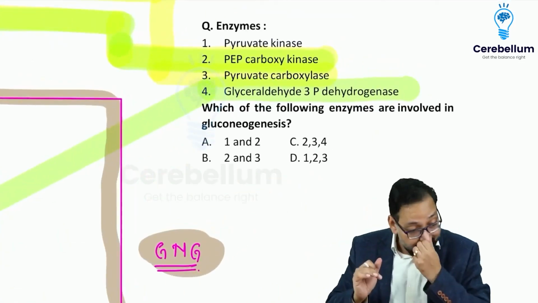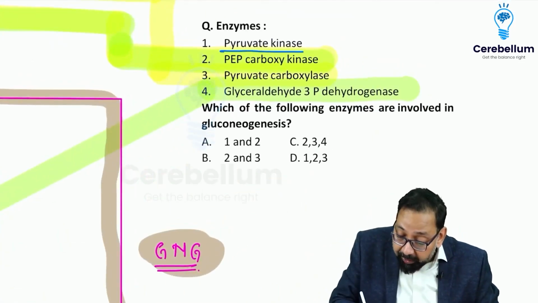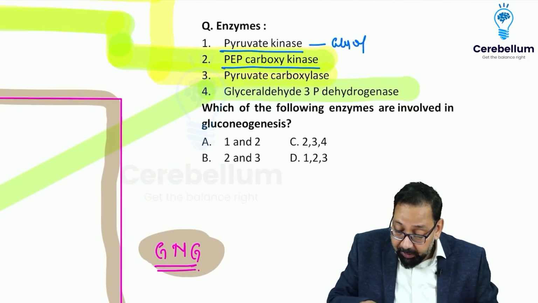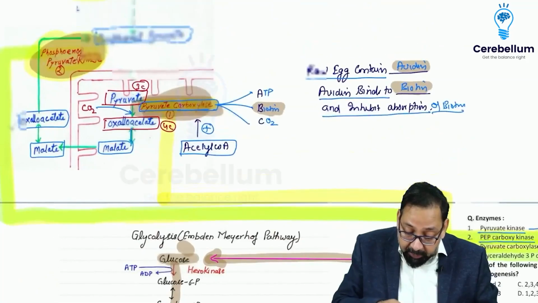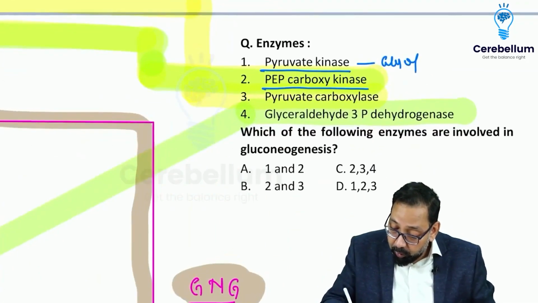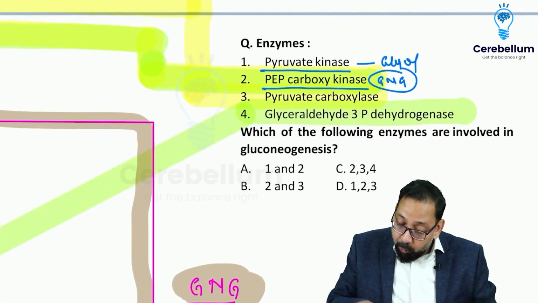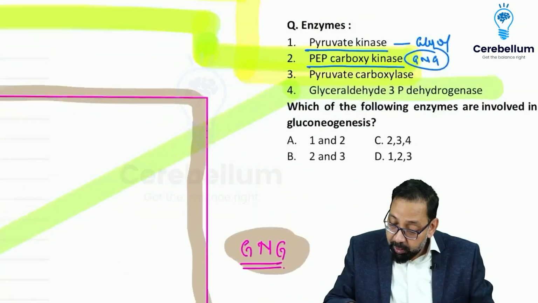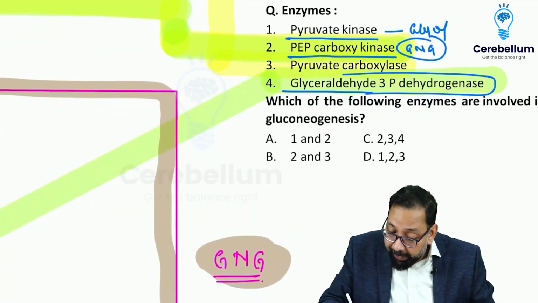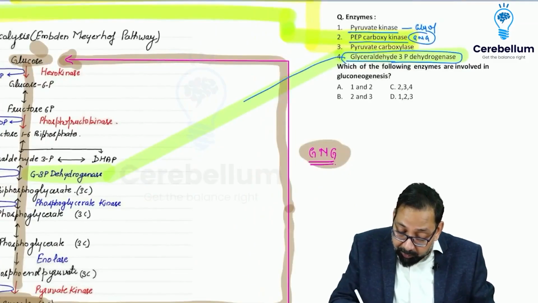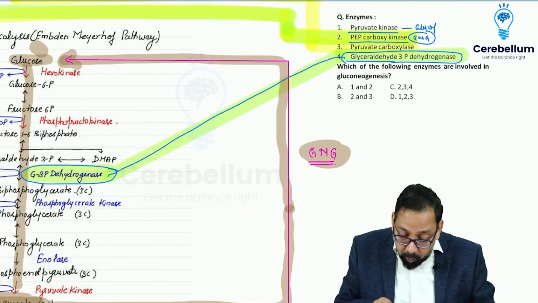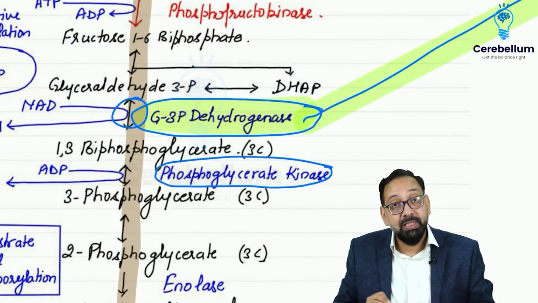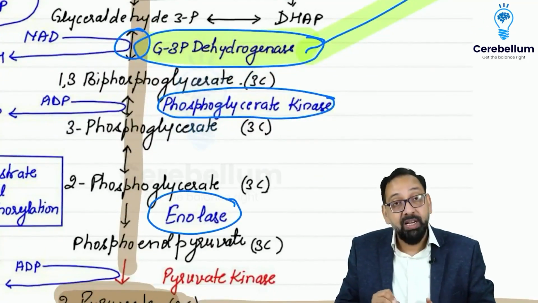Question recently asked in INI. Enzymes: pyruvate kinase is specific for glycolysis. Phosphoenolpyruvate carboxykinase is specific for gluconeogenesis. Pyruvate carboxylase is specific for gluconeogenesis. Glyceraldehyde 3-phosphate dehydrogenase is common for both glycolysis and gluconeogenesis because it is a reversible reaction. Phosphoglycerate kinase is common to glycolysis and gluconeogenesis. Enolase is common to glycolysis and gluconeogenesis.